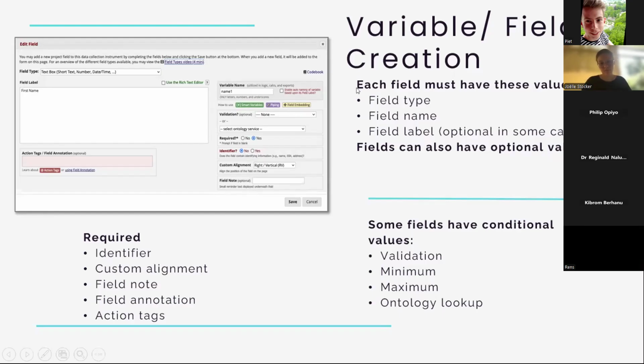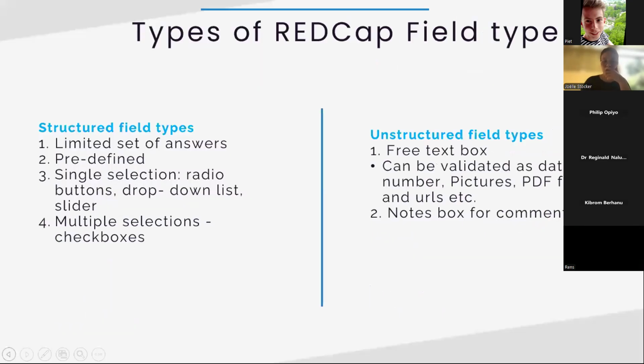The other is on the field, we can have field types, field names, and field labels. Plus, when our variables are required, we can modify them by selecting these identifiers, or we can customize the alignment, whether our question should be presented on the left or the right side, and we can put field notes as well.